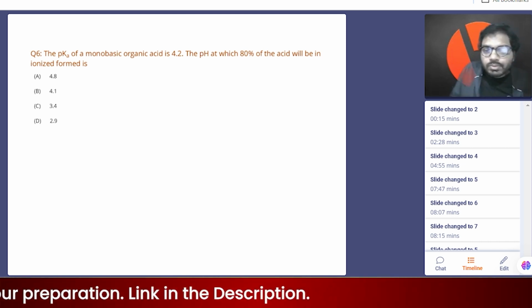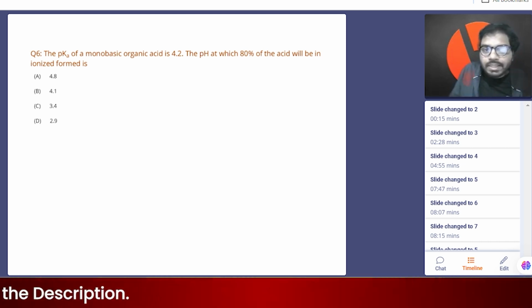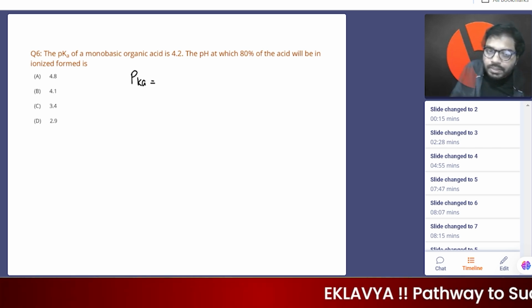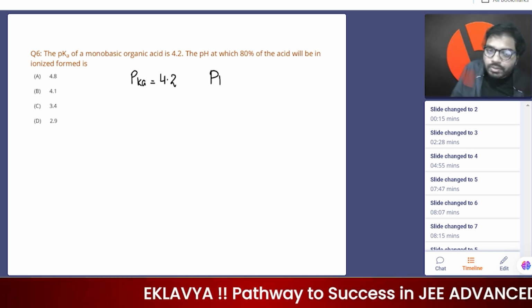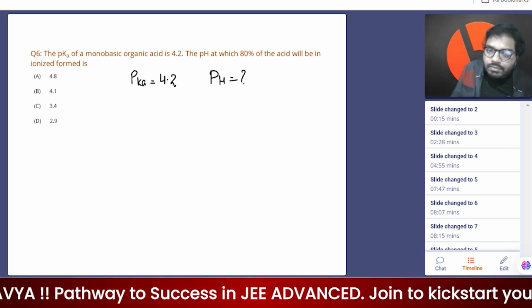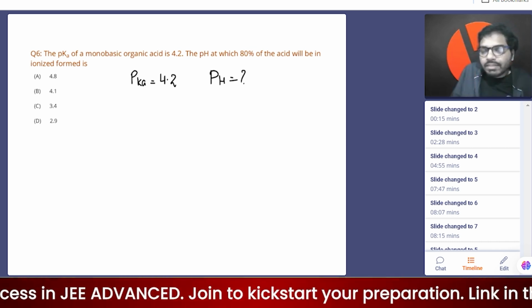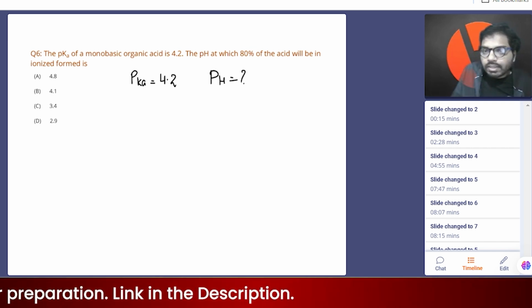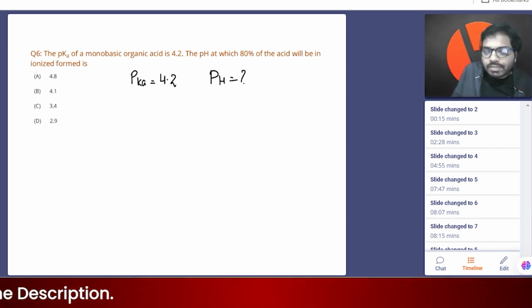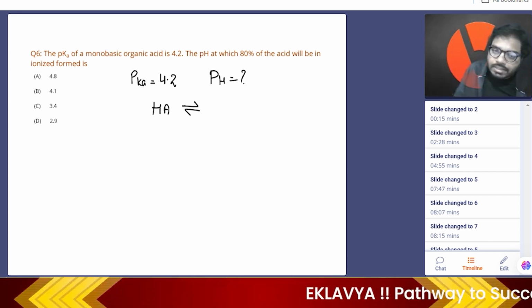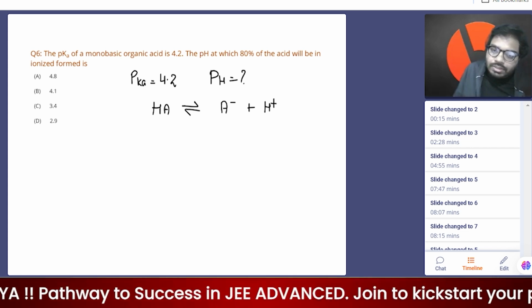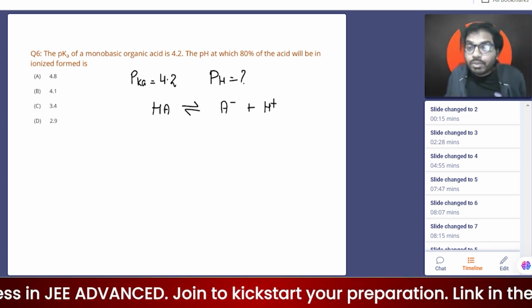Okay, so in this question, what they are saying is that the pKa of the monobasic organic acid is 4.2. So pKa given here is 4.2, and we have to find out the pH at which 80% of the acid is ionized. So I can say HA is one of the acids, which will give the H+ ion and the conjugate base will form here.